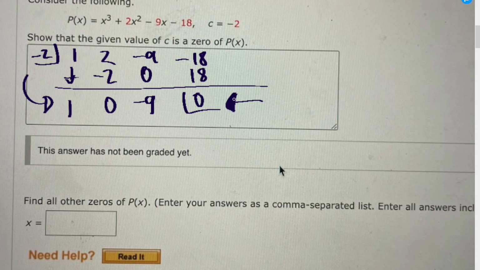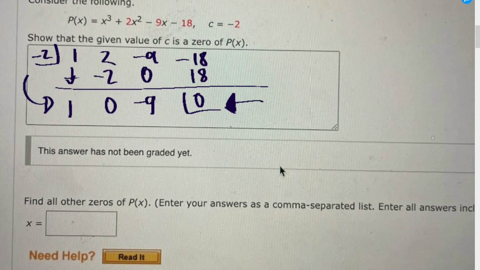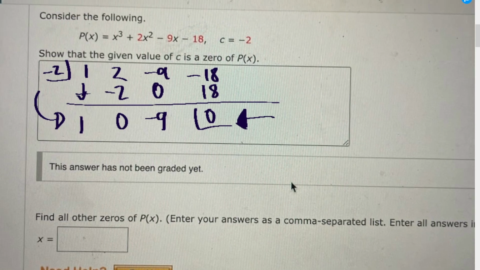We'll talk about finding zeros using synthetic division in the next chapter, pretty soon. This is really key to helping us with factoring and finding zeros in polynomials with more than 3 or 4 terms. So with this in mind, firstly, this shows that -2 is a zero of P of x.